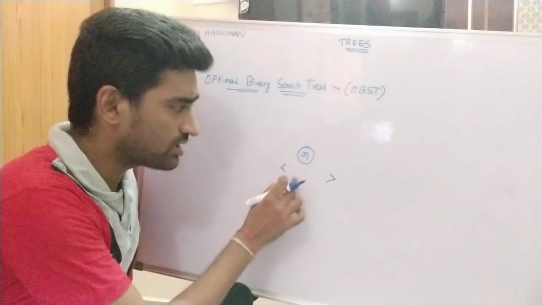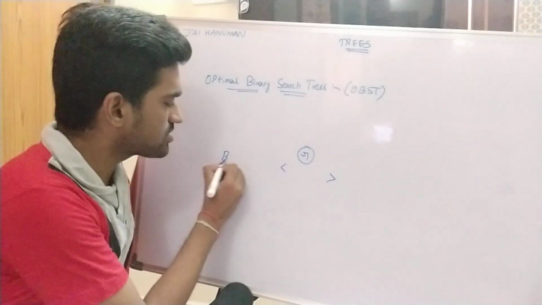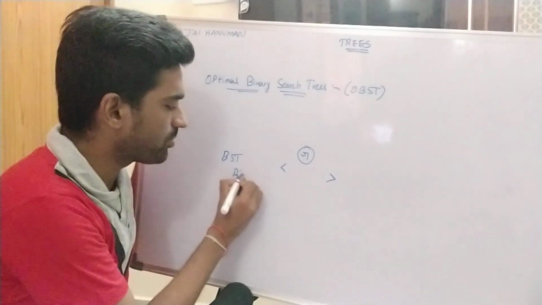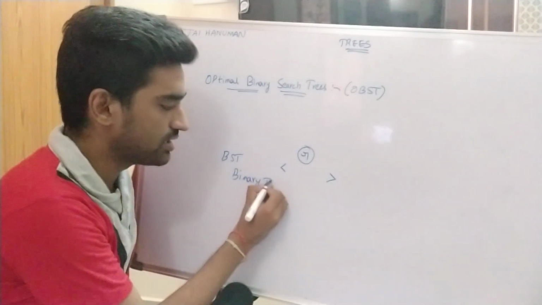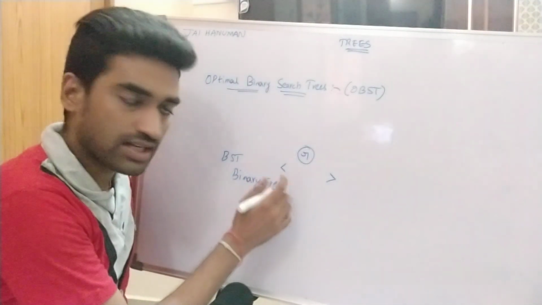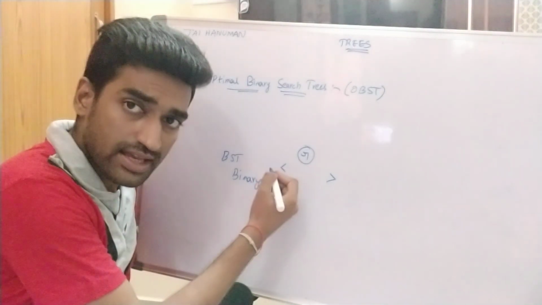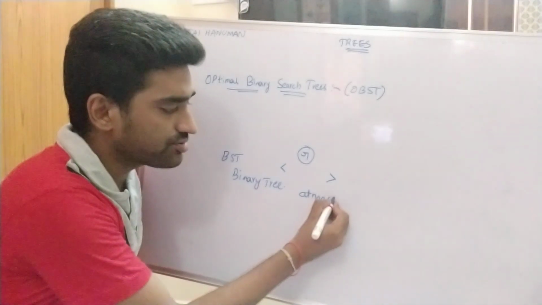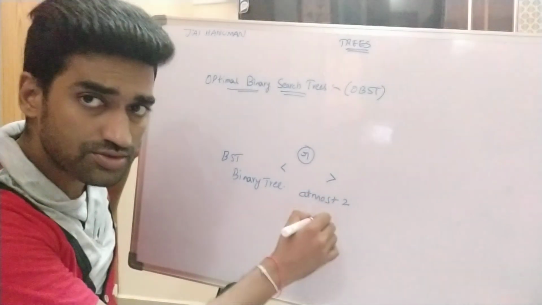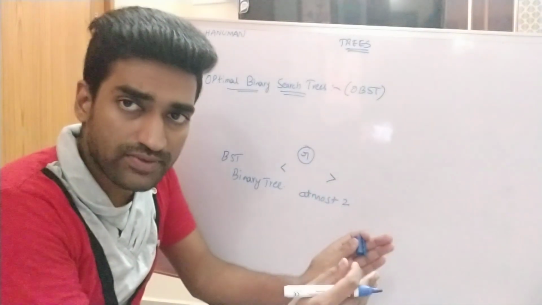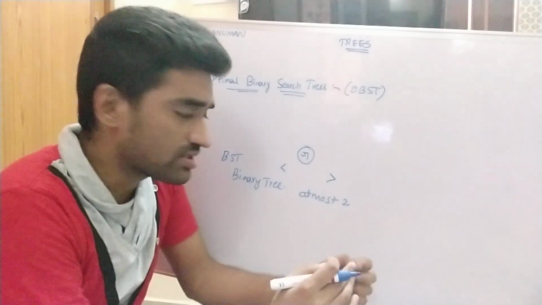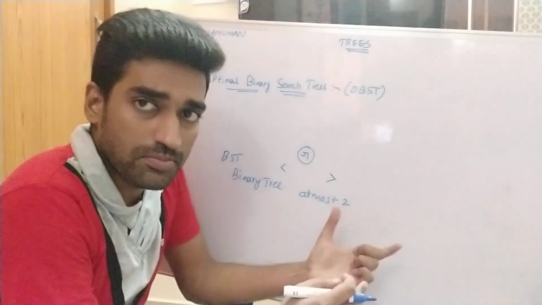In addition to that, a BST also satisfies the binary tree property. What is the binary tree property? A binary tree is a tree in which each and every node contains at most two children. What is the meaning of at most two children? A node contains either 0 children, 1 child, or 2 children. So these two properties are satisfied by a BST.